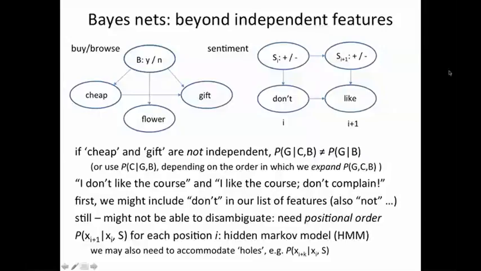In such situations, we may also need to accommodate holes. For example, the probability of x at i plus k given x at i. So whatever is in between, you might have a don't before a like. It might give you a positive or a negative sentiment, whereas if the don't comes after the like, we might get a positive sentiment as more likely. So this is one example of how Bayesian networks allow us to go beyond independent features while building classifiers.